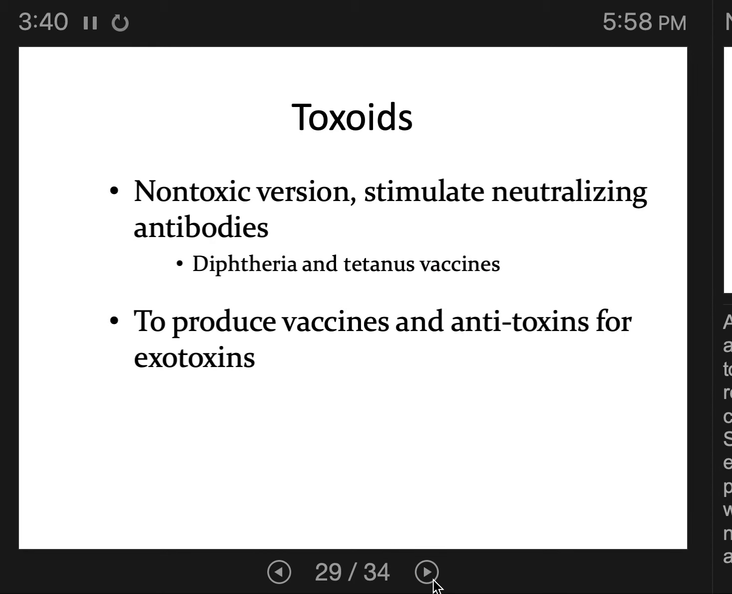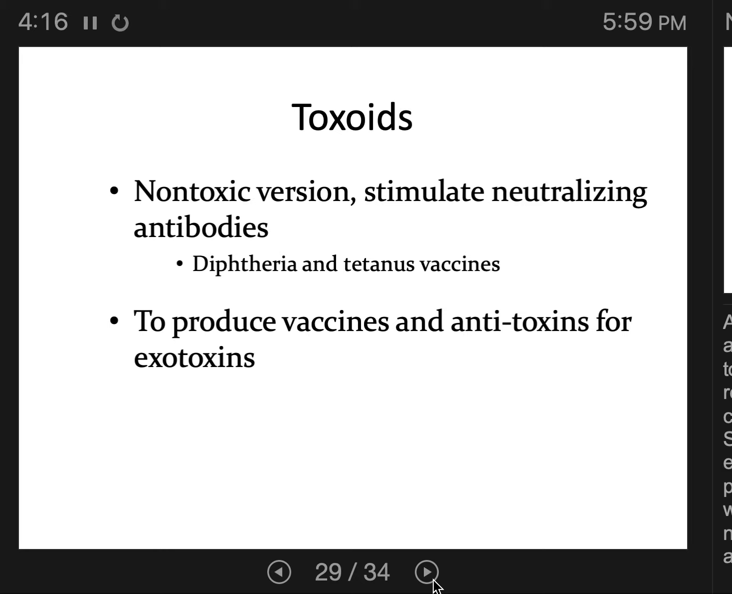Okay, toxoids. Toxoids are non-toxic mimics of an actual toxin, and they're mimics of exotoxins specifically. And toxoids are man-made. So the reason we produce toxoids is to stimulate antibodies that can neutralize the exotoxin. So when there is a bacteria in our body producing some horrible toxin that's making us sick, our immune system can generate antibodies that bind to the toxin and neutralize the toxin.